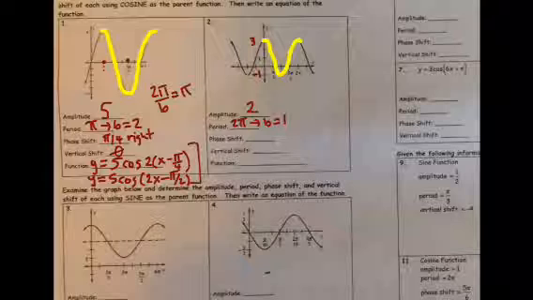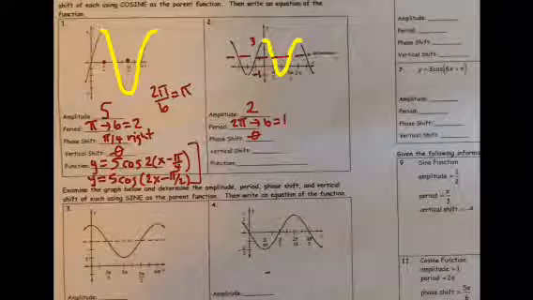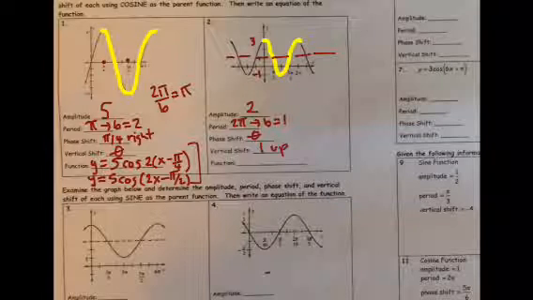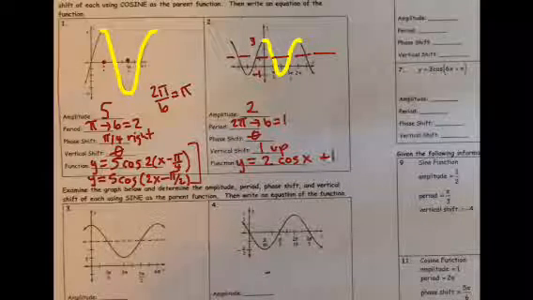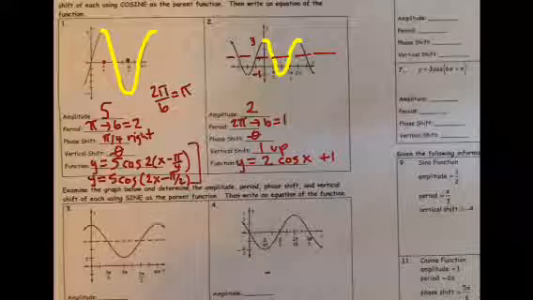Phase shift, it has none. Vertical shift, well, it had to go up 1 unit right here. So that way it's like 2 above the line and 2 below the line for the amplitude. So vertical shift, it's 1 up. So the equation would be y equals 2 cosine x and then plus 1. The plus 1 is not in parentheses with the x, it's a vertical translation.